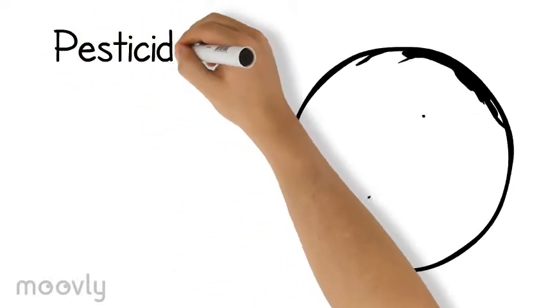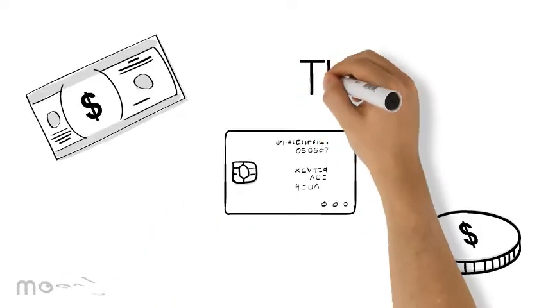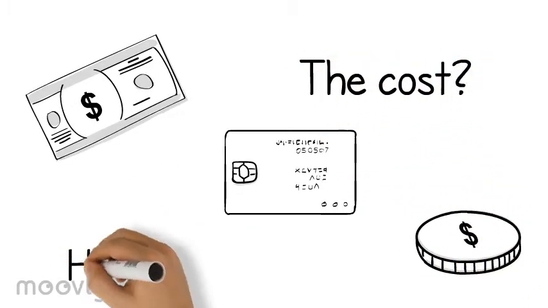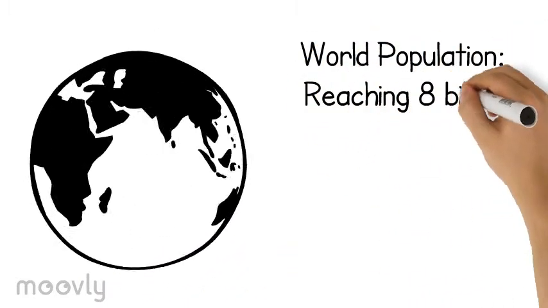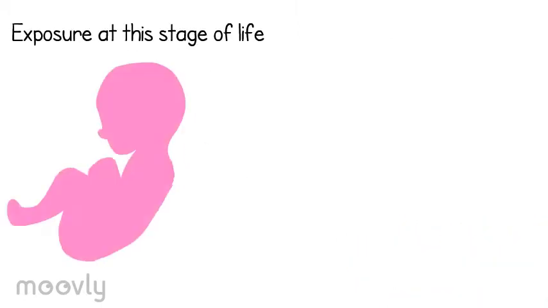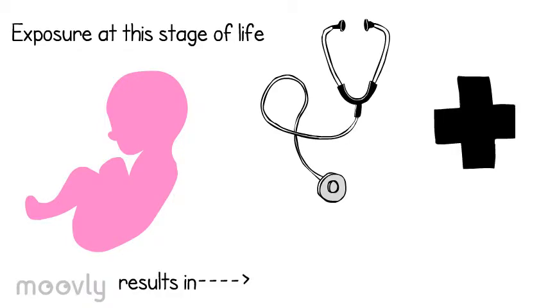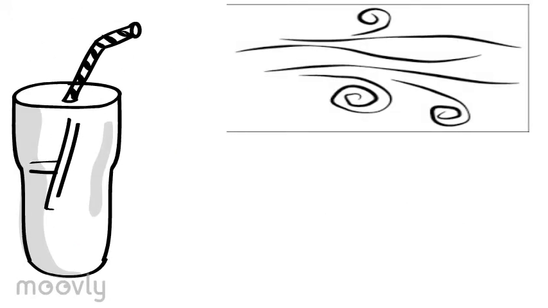In hindsight, pesticides have made global food production easier and cheaper, but at what cost? They are employed to keep up with the demand of a worldwide population that is nearing 8 billion, and yet there are still those that go to bed hungry. Humans are exposed to these chemicals before they are even born, resulting in serious illnesses that can affect their everyday lives. We cannot escape from pesticides. They are in the air we breathe, the water we drink, and the food we eat.